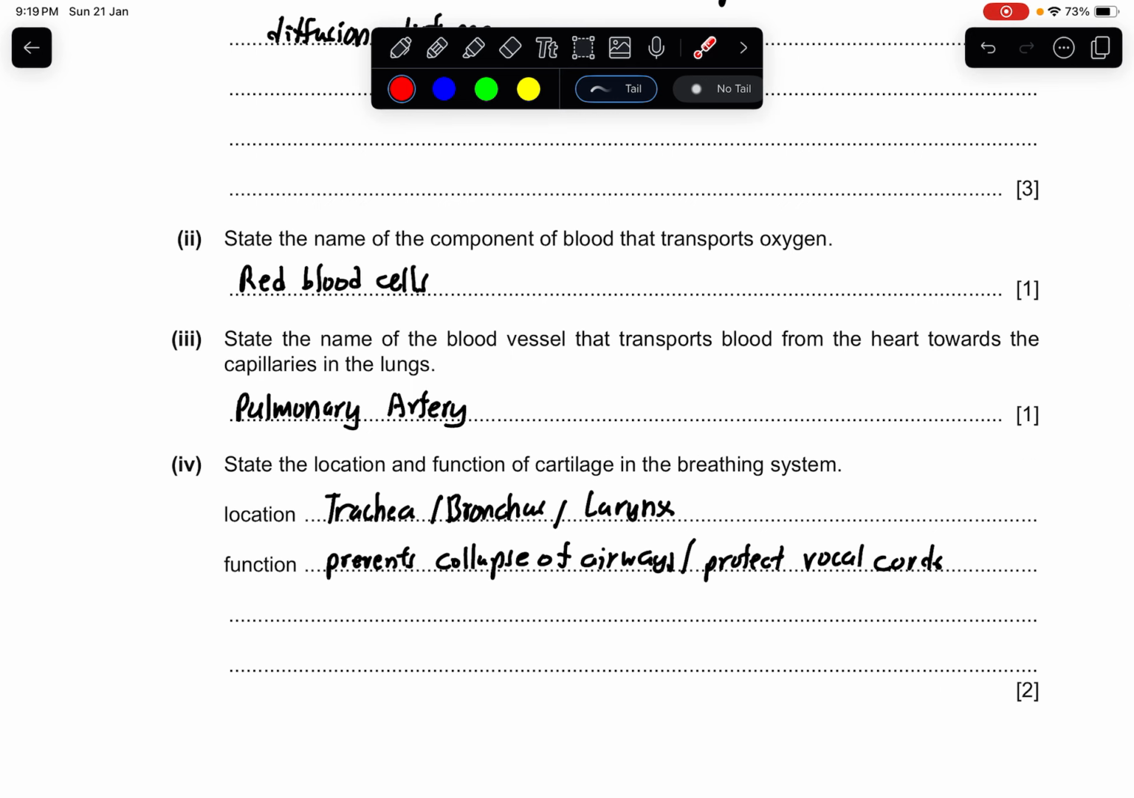Part 4. State the location and the function of the cartilage in the breathing system. There are multiple answers I have given you, which you can put: the trachea, the bronchus, or the larynx. It helps to prevent the collapse of the airway, or as simple as protect the vocal cords. Okay?